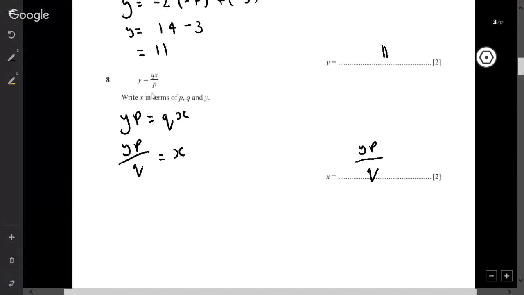Question number 8. y equals qx over p. Write x in terms of p, q, and y. This is just simple rearranging. So I've taken p onto the other side here. That means it's qx on this side. Then we're taking the q over, and that makes x the subject, and that means x is yp over q.